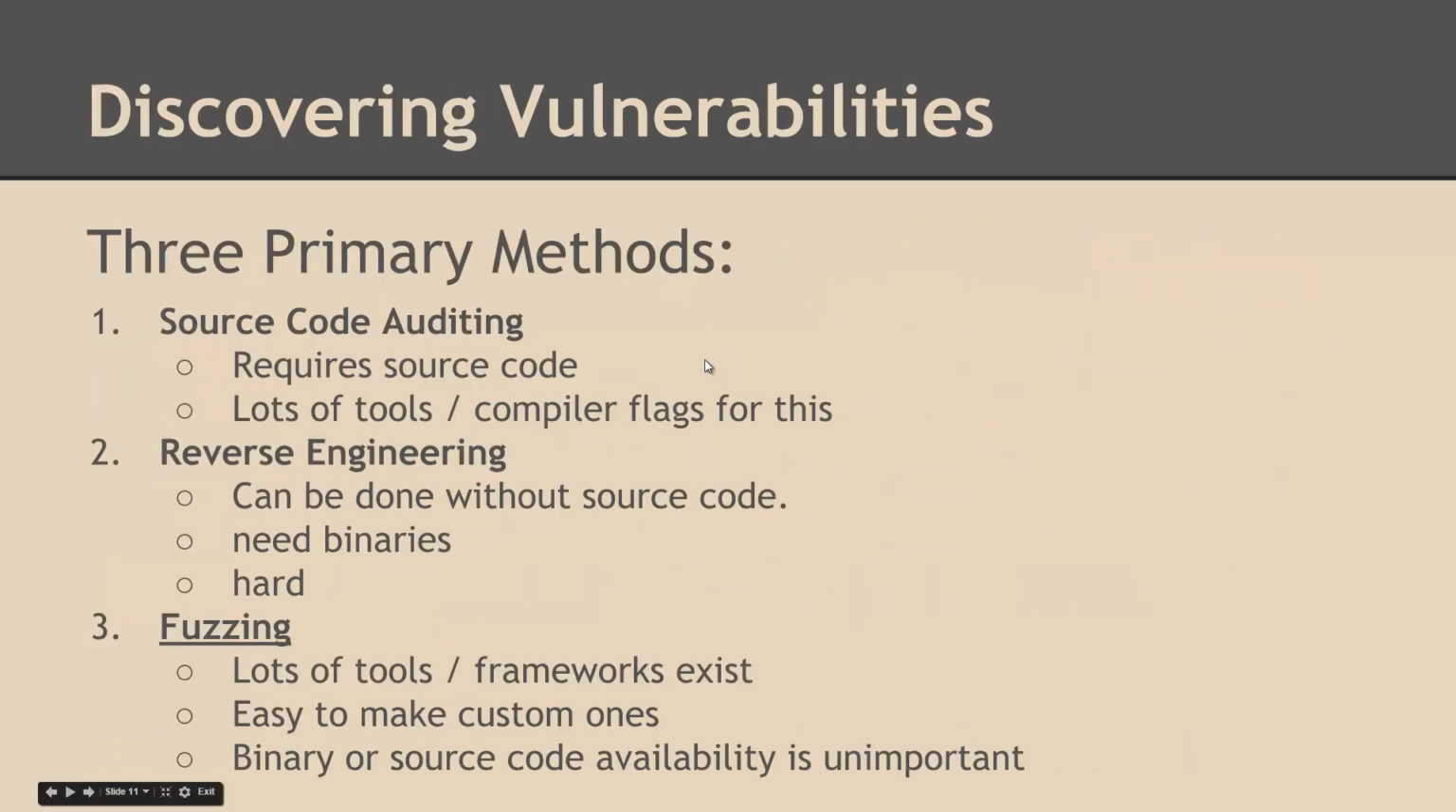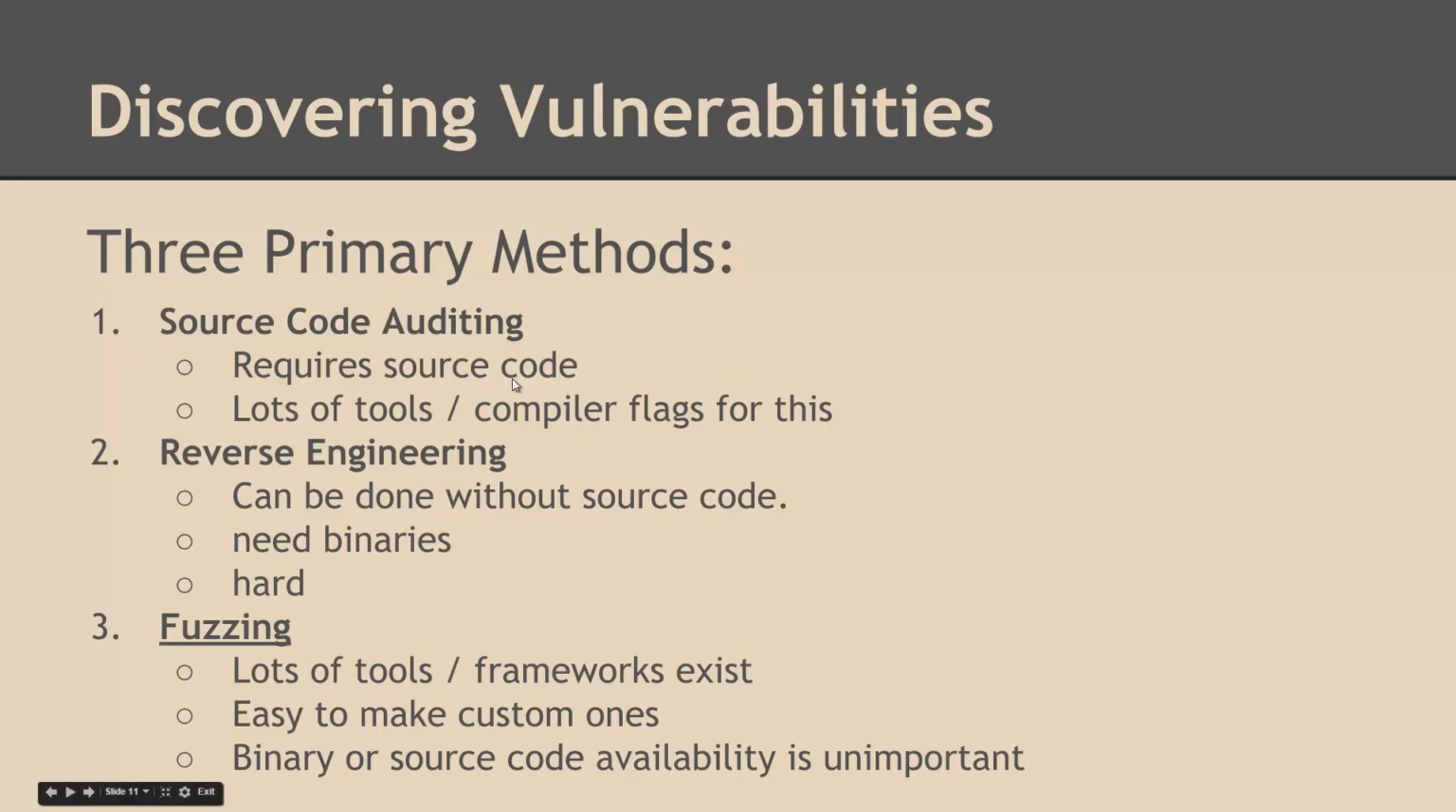Well, that's about enough of that depressing material. Let's get on to the meat of the topic and get into the technical content. So there are three primary methods for discovering vulnerabilities. We've covered source code auditing in C and C++. We've covered reverse engineering for x86, and we're going to cover fuzzing in this lecture.